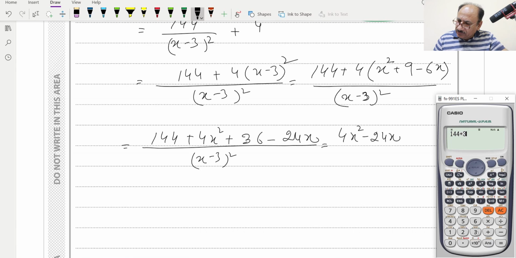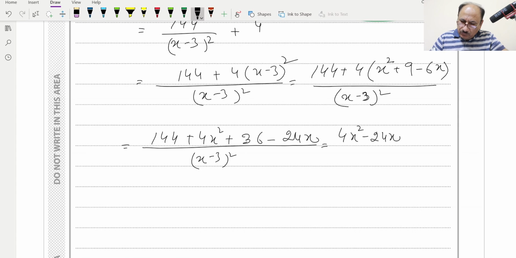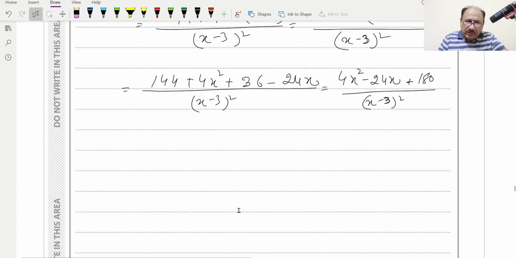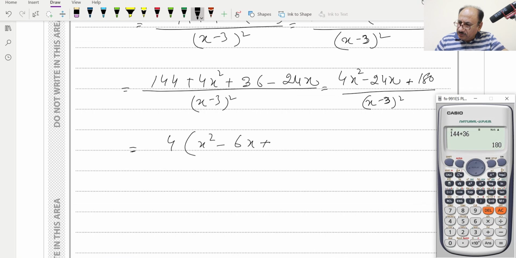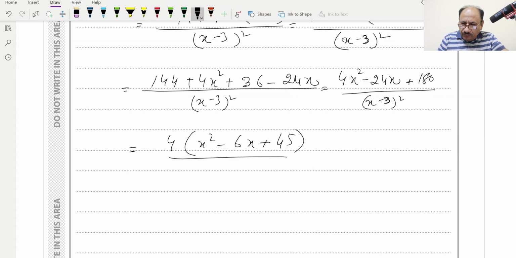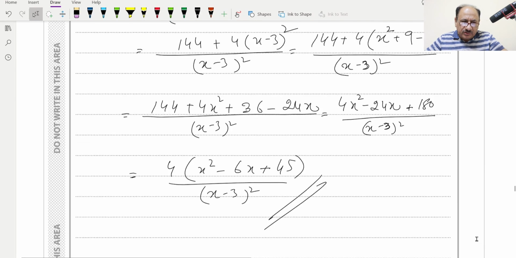144 plus 36 is equal to 180. So this will be plus 180 divided by x minus 3 squared. And now this is basically a single fraction. We can take 4 common from the numerator. So inside will be x squared minus 6x and plus 180 divided by 4 will be equal to 45, and this will be divided by x minus 3 whole squared, and this is the single fraction format which we have done with.